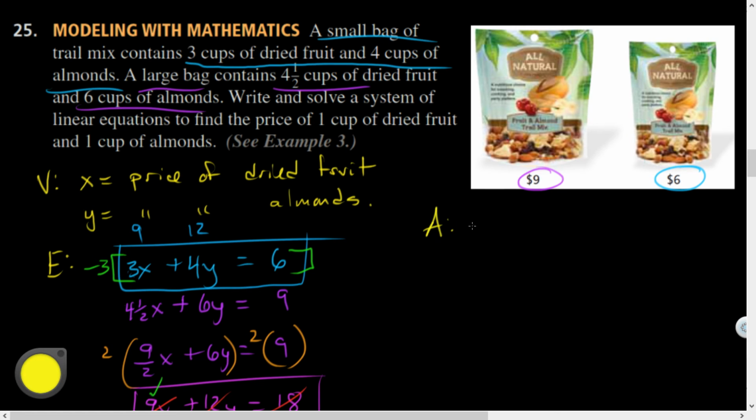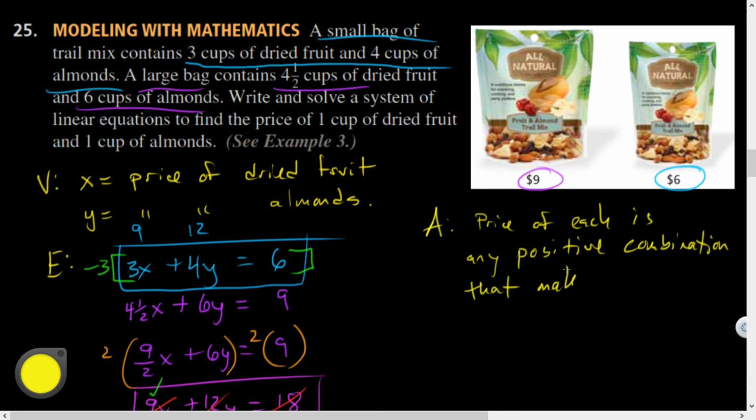The answer is that the price of each is any combination, or any positive combination, because I can't have negative prices, that makes, we'll just pick our simplest equation, 3x plus 4y equals 6, true. Let me actually show you what that means, because just because there's infinitely many solutions doesn't mean everything works. It just means everything on the line works, okay? Which is still infinitely many, right? I think it's still pretty good.